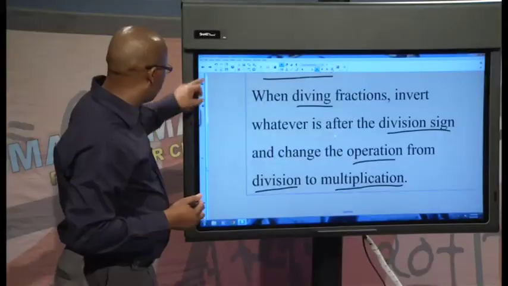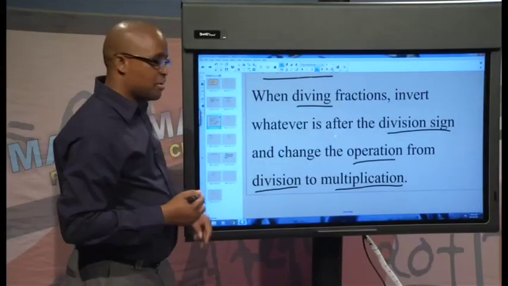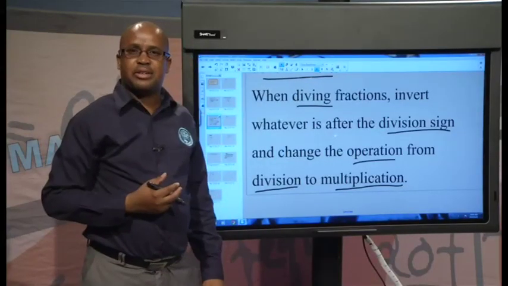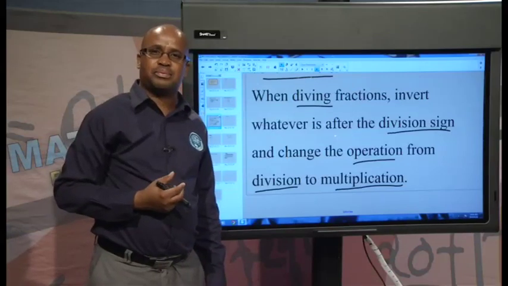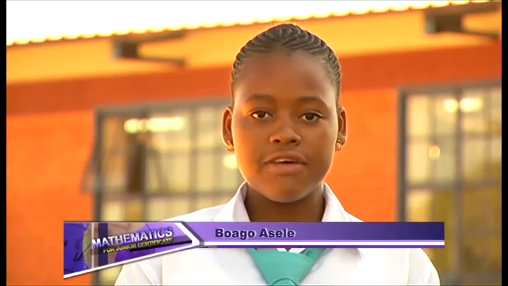Let me invite Boaho, who is here with me, to chip in and help in this discussion. Good day, everyone. I am Boaho Asil. Thank you, sir, for this opportunity. Can you please show us how fractions are multiplied? Include multiplication of a fraction by a whole number.